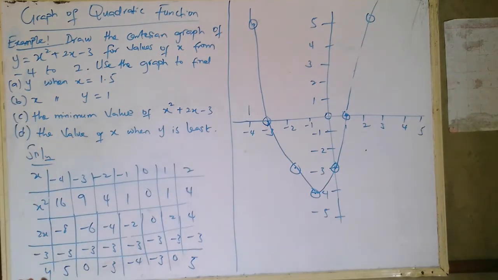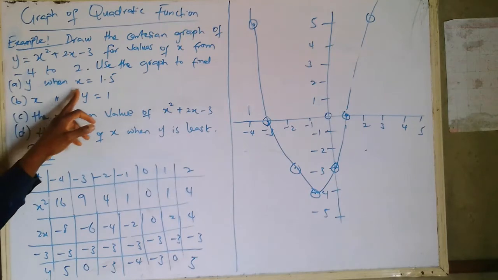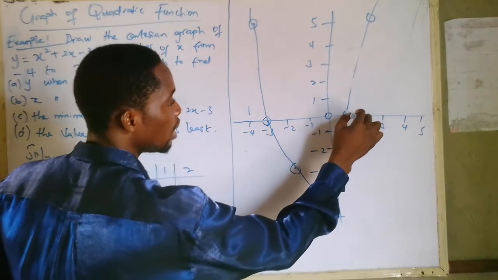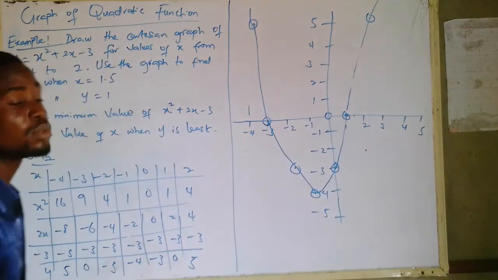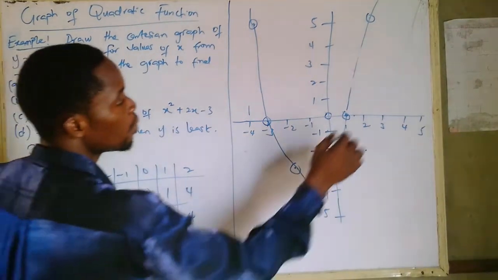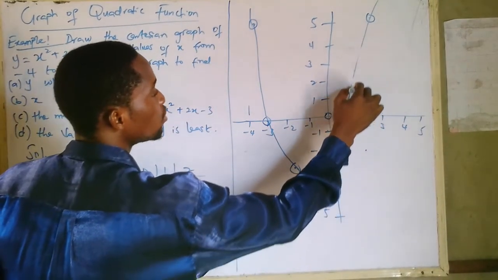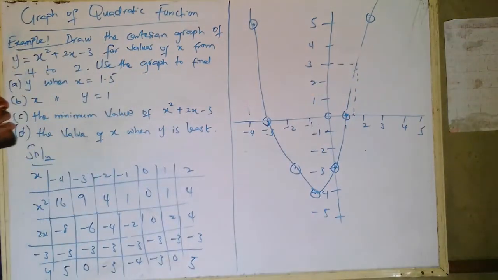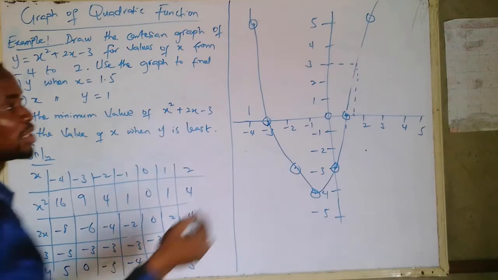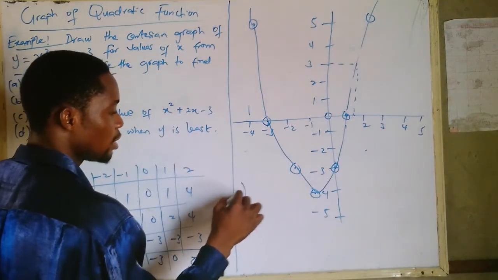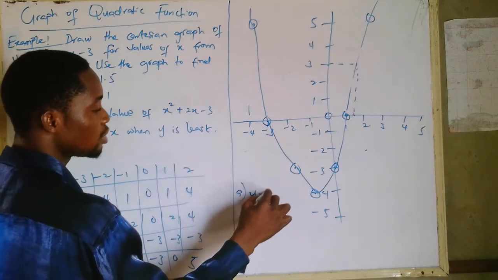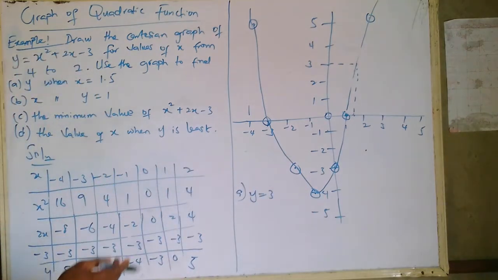A question says that find y when x is 1.5. X is positive 1.5, around this point in between 1 and 2. Find what? Y. Let me trace it up to my curve. This is like 3 on my own graph. So it means when x is 1.5, my y is 3 in my case here.